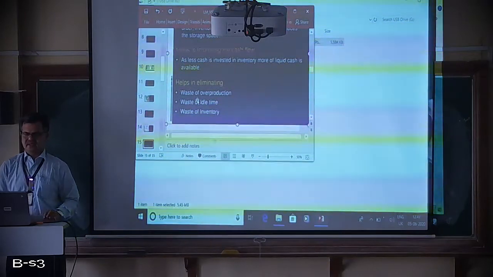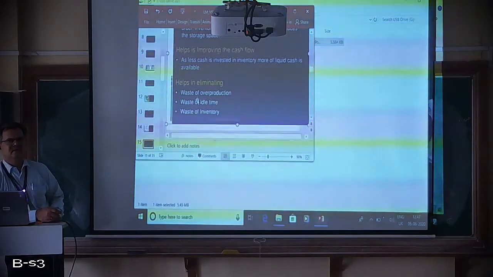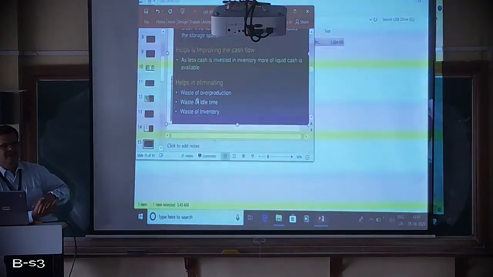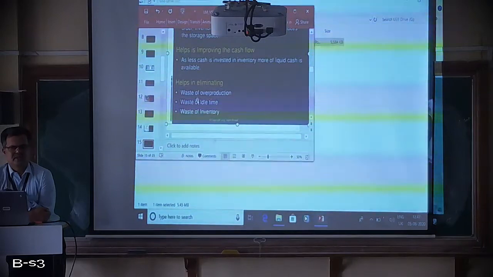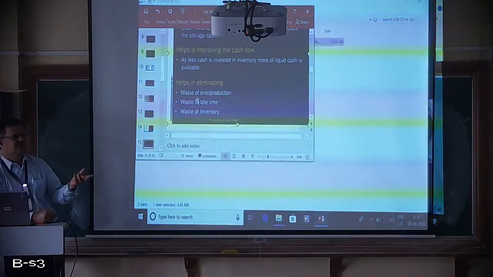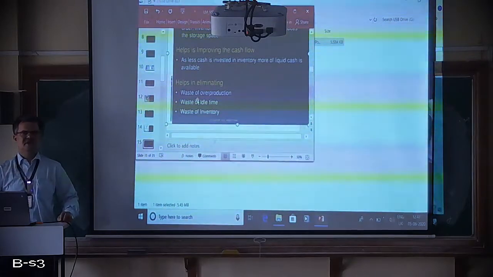Regarding waste, it helps with waste of overproduction. When you buy and produce everything as per customer request or customer demand, the question of overproduction won't come up. Nothing is going to be produced extra, because everything is per customer demand and customer requests. That much only is manufactured.